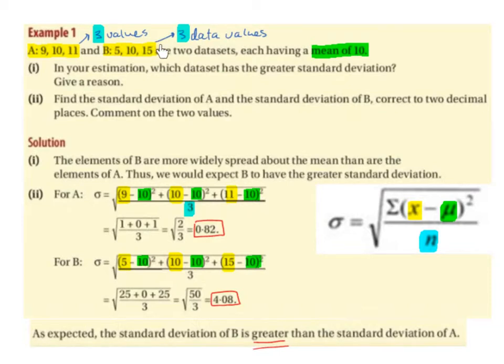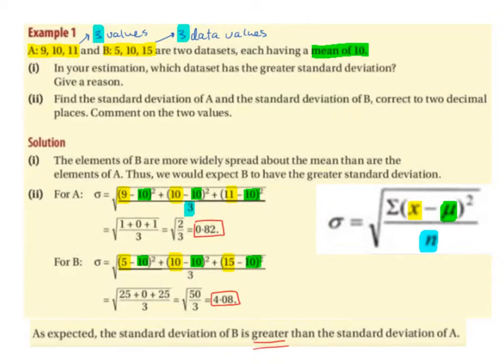And then for B, we use the same formula. So we have 5 minus 10 squared plus 10 minus 10 squared plus 15 minus 10 squared. Again, that's all over 3. So 5 minus 10 is minus 5. Minus 5 squared is 25. 10 minus 10 is 0. 0 squared is 0. 15 minus 10 is 5. 5 squared is 25. And that's all over 3.